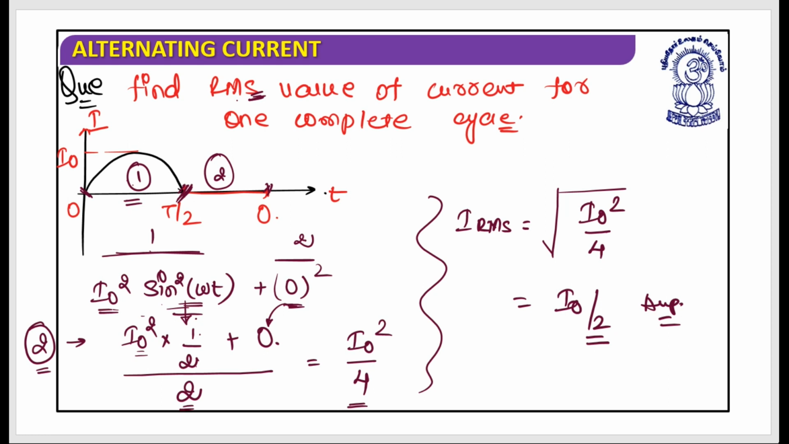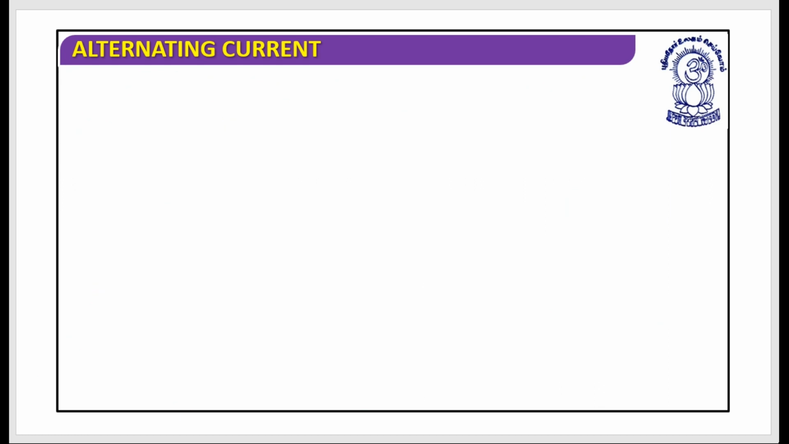Now I want to find out the IRMS. This is equals to I naught square by 4, and this is just the I naught by 2. That's it. Let's look at one more variation that will give us a more clear idea. It is something like this. Let's say this is I, this is T.